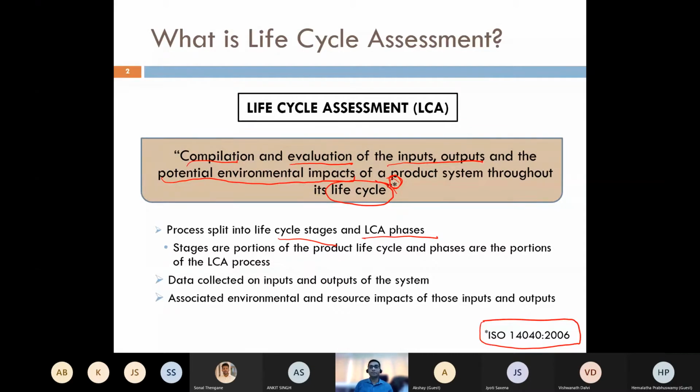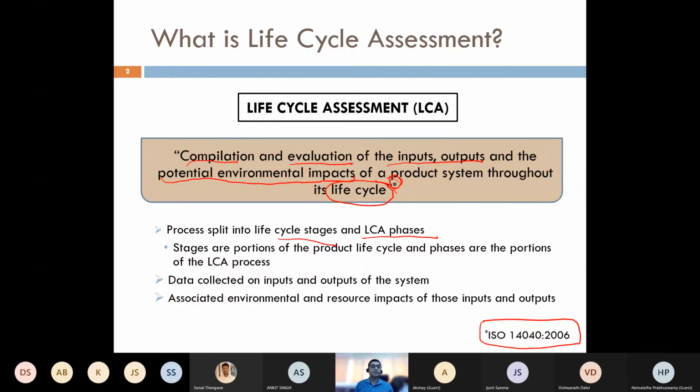The stages could be growth of biomass, then transportation of biomass. After transportation, you need to do a pre-treatment of biomass, then the conversion process itself, post-treatment if there is any requirement, use of that product, and finally disposal. By phases, I mean the phases in which LCA is carried out.